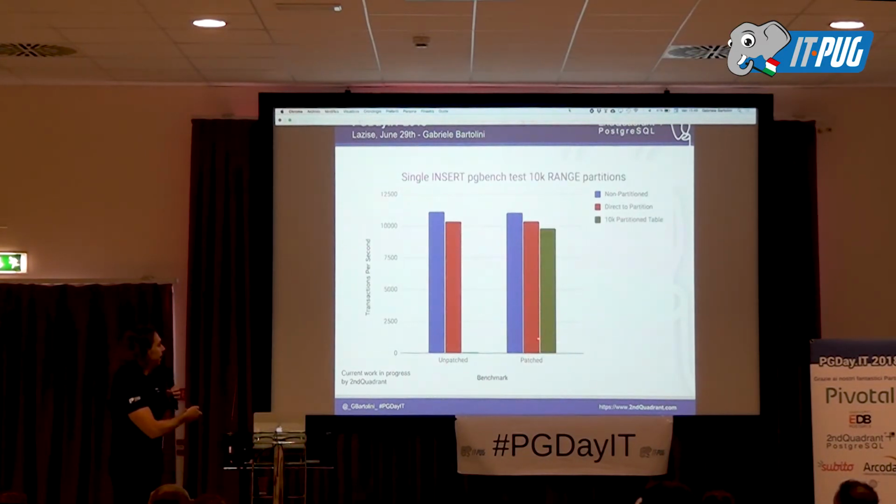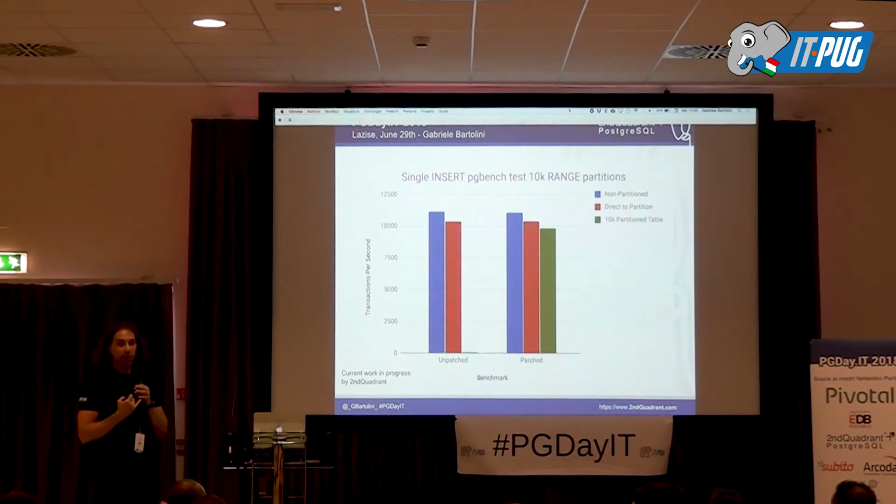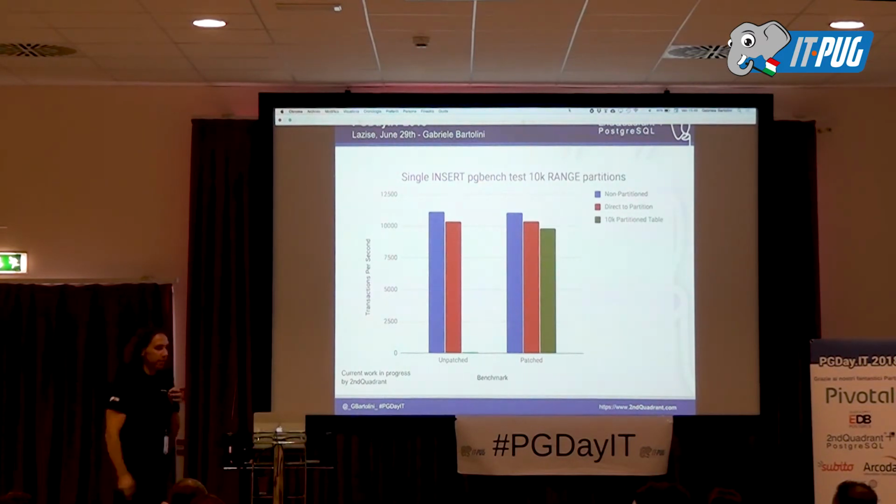This is another case, with 10,000 partitions. This is Postgres 11, the green. So it's not that it doesn't exist, but performance is, as you can see, bad. But we already have a patch that will be in Postgres 12 for this case.